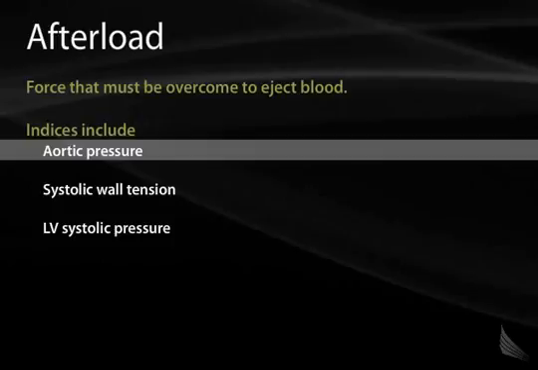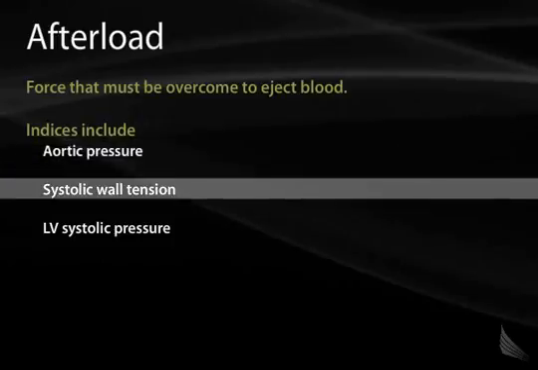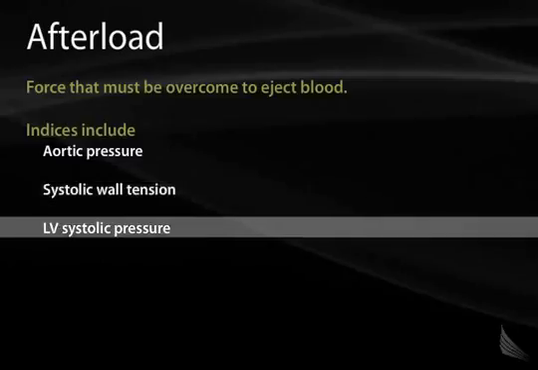Afterload can also be equated to systolic wall tension, meaning as the aortic valve is opened, how much tension is there in the left ventricle. You can also equate it to left ventricular systolic pressure. Afterload is important because the higher the afterload, the harder the heart is working. This is why we encourage patients to have a lower blood pressure, because with a lower blood pressure, the heart is not working so hard.